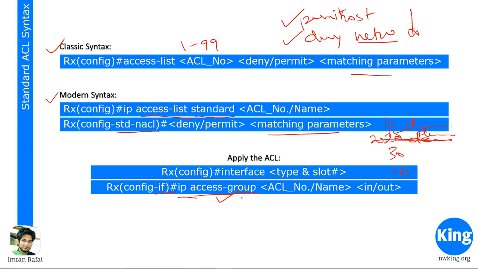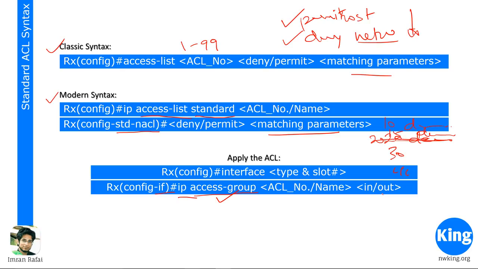Once you go into that interface, whichever interface, depending on your task, you identify the data flow for the traffic you're trying to filter, and then you also know whether the traffic is inbound at that interface or outbound on that interface. So depending on that, we come here and put the ACL name. For instance, this is ip access-list standard networking. Then you say ip access-group networking, and you apply this in the inbound direction or in the outbound direction.